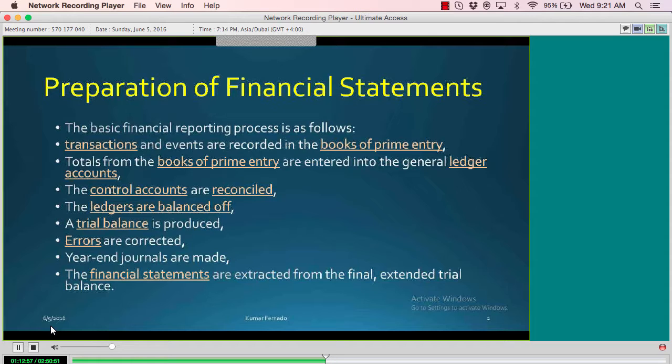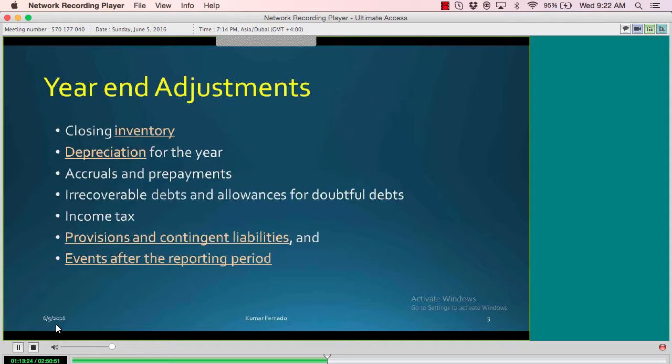Any errors you find, you will correct, and then finally you have to do certain year-end journal entries. The year-end journal entries are mostly depreciation and closing stock. The journal entry will be credit cost of sales, debit inventory, because you have to bring that closing inventory into your balance sheet. So year-end adjustments: closing inventory, depreciation, accruals and prepayments, irrecoverable debts, whatever you are not going to recover, income tax if it's a company, any provisions and contingent liabilities, and any events after the reporting period. You don't put double entry for those, but you have to disclose them as notes.